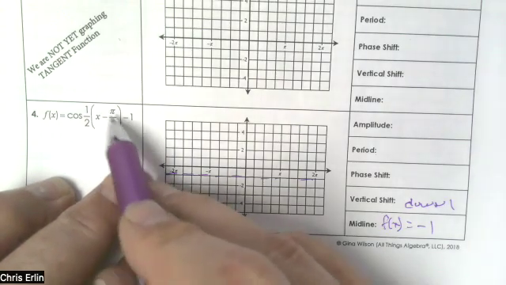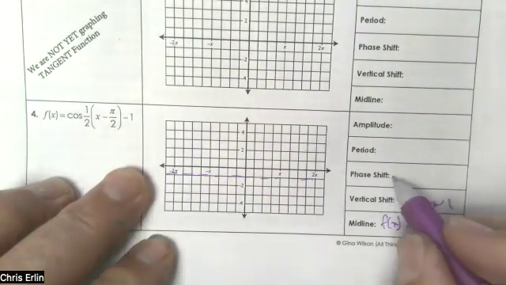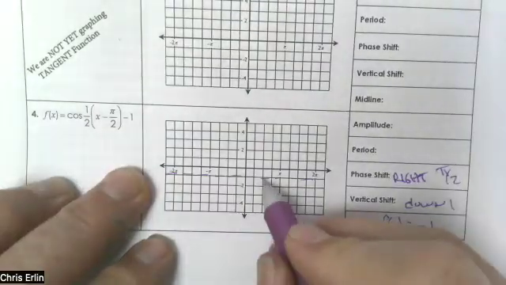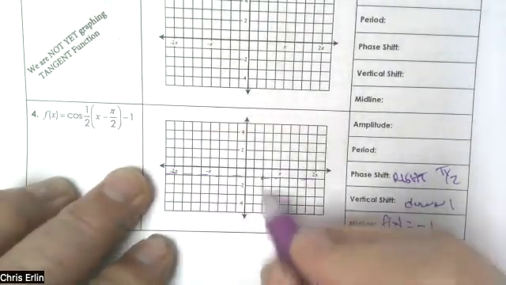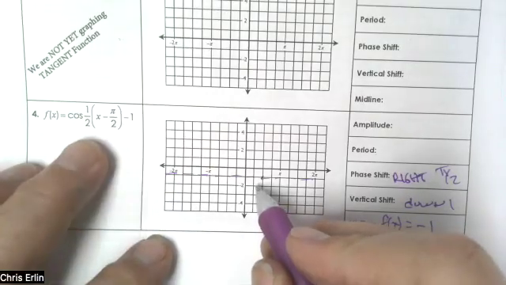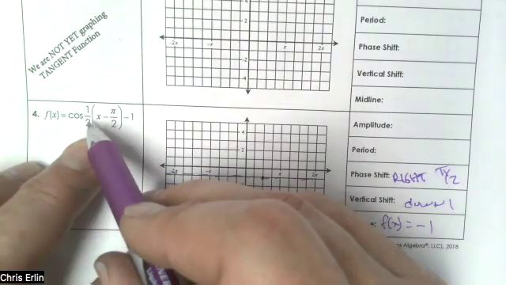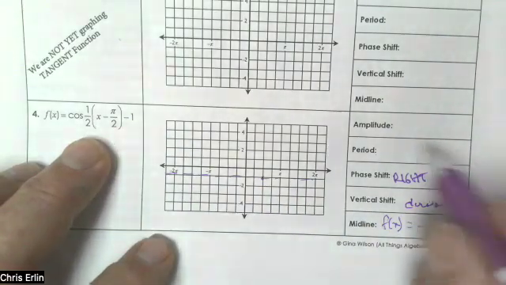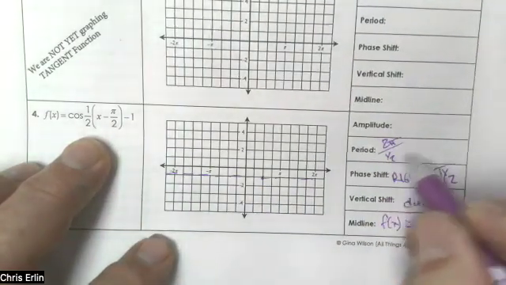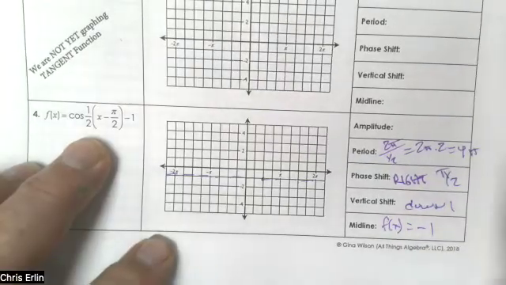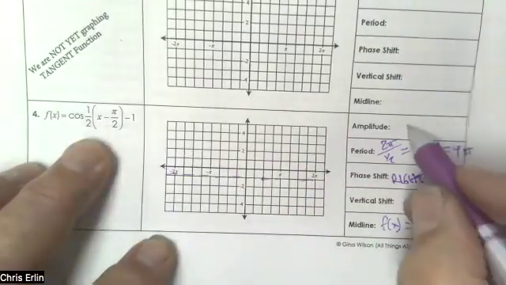Then I'd say, okay, this is my phase shift. I need to go to the right pi over 2. So this is like my new center point here. I've got a 1/2 here, suggesting that my period is going to be 2 pi divided by 1/2, which is 2 pi times 2, which is 4 pi. My amplitude in front is a 1.